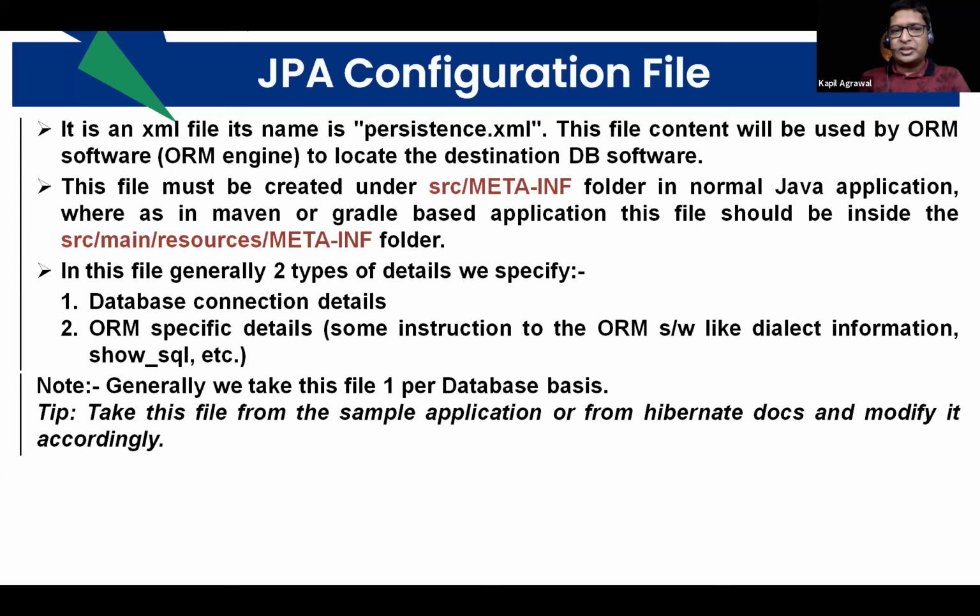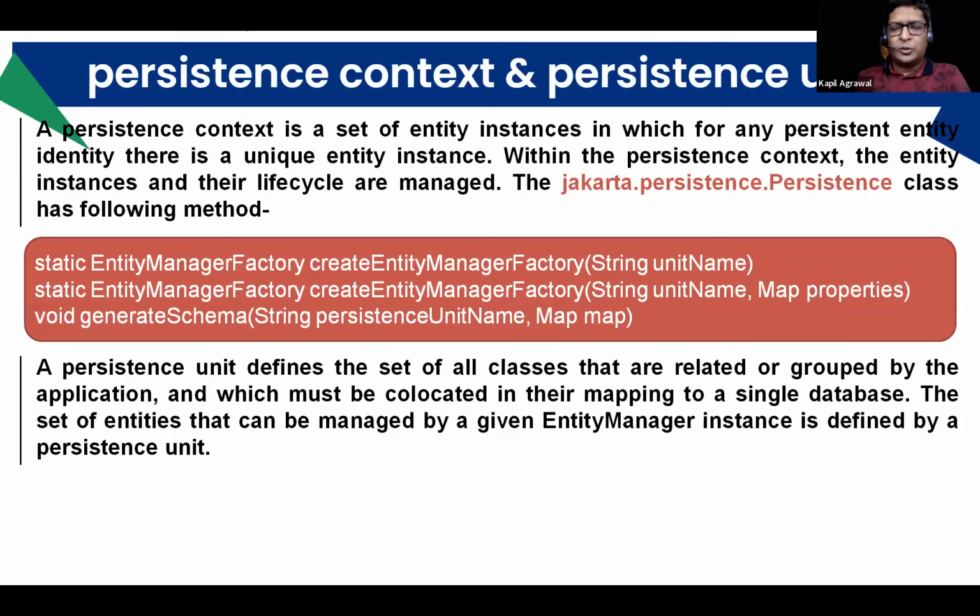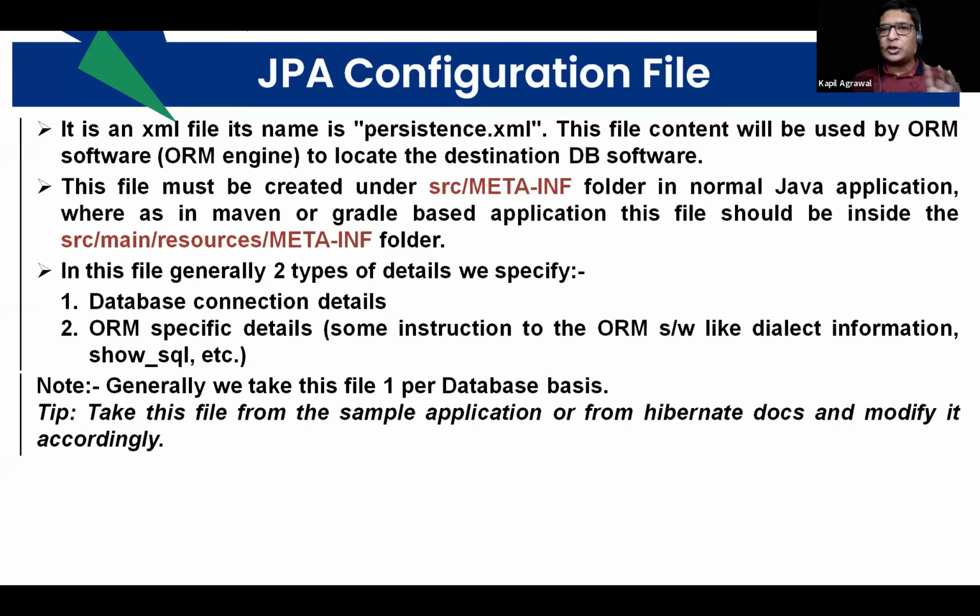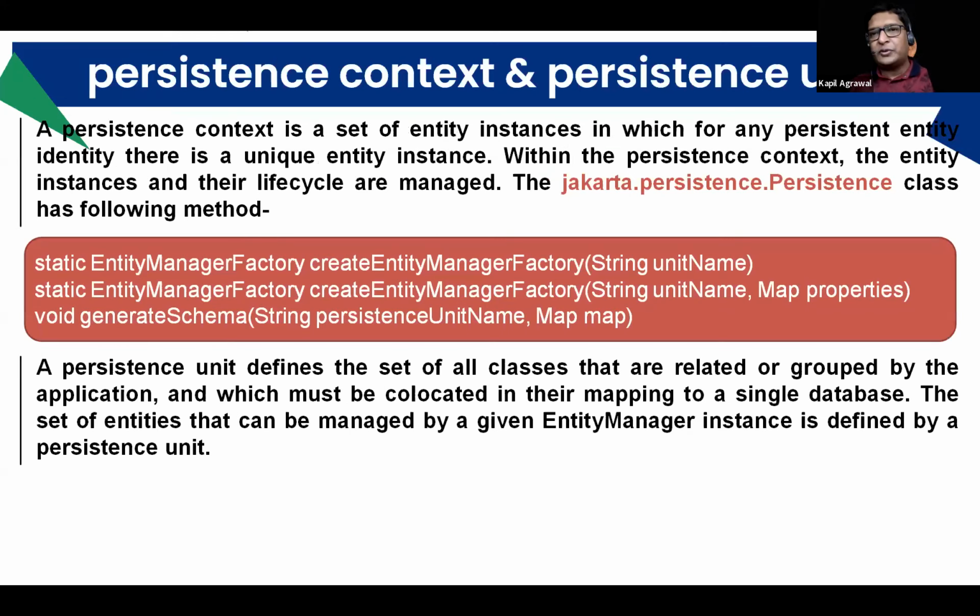Now, take this file from the sample application or from the Hibernate docs, and modify accordingly. Okay, sir, the XML file is done. Now what to write into the Java code? If you want to write something into the Java code, everyone, then you first have to be aware of an interface. The name of the interface is jakarta.persistence.Persistence. Is it an interface or a class?